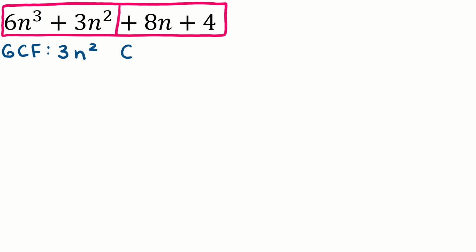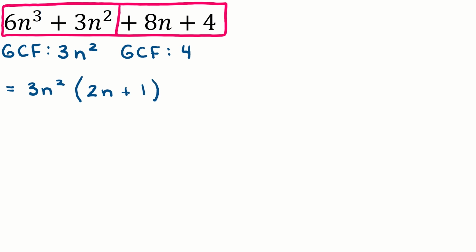Then we get to the second two terms, the greatest common factor between 8n and 4. They are both divisible by 4. Let's now look at how to factor this further. We're going to pull out the 3n squared from our first two terms. When we do that, we get 6n cubed divided by 3n squared, which gives us a 2n, and then 3n squared divided by 3n squared, which gives us a 1.